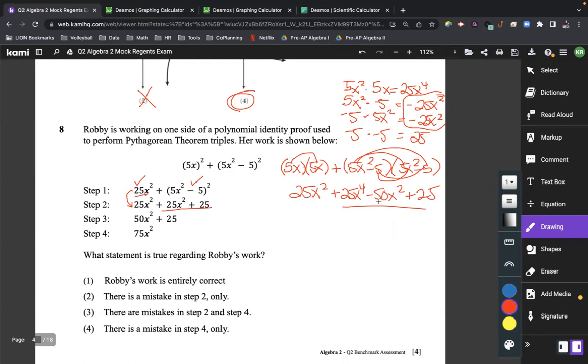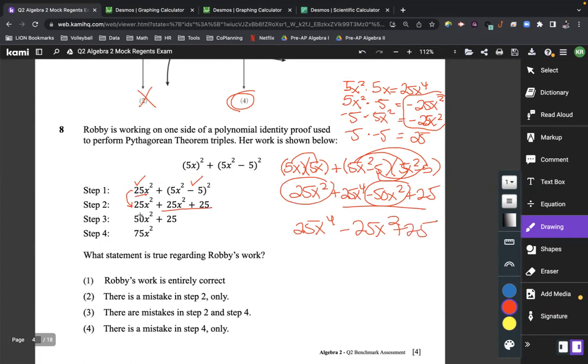Now, when you get to this step, you're supposed to combine 25x squared minus 50x squared. So you get 25x to the 4th minus 25x squared plus 25. That should be your final answer.